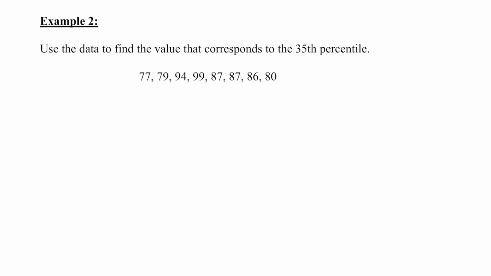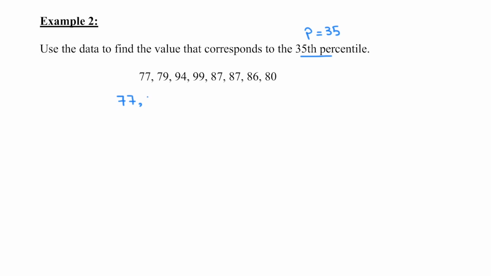Now let's solve example 2. Use the data to find the value that corresponds to the 35th percentile. So P here is 35. And as I mentioned before in example 1, we need to sort the data values from smallest to largest. So we need to keep in mind that the data set values should be ordered from smallest to largest.